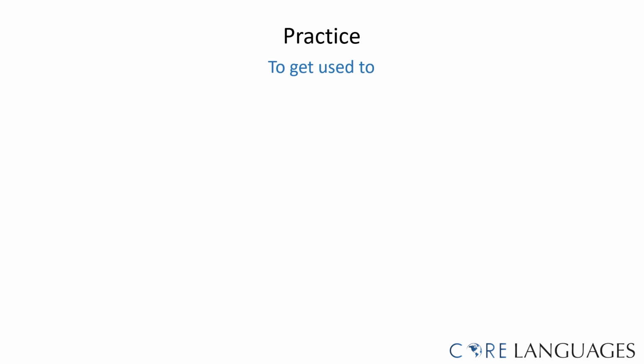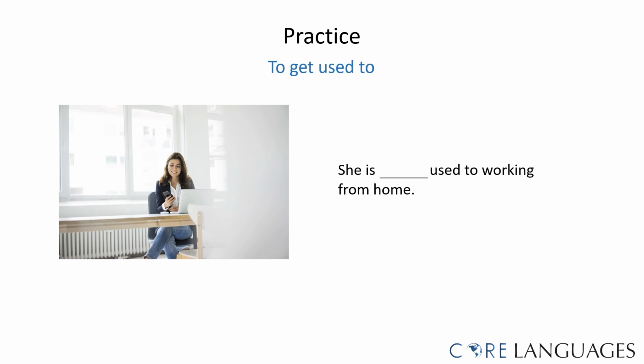Here are examples with the verb construction to get used to. She is used to working from home. This sentence, unchanged, would express that she is accustomed to working from home. I could also say, she is getting used to working from home. This sentence would express that she is becoming accustomed to working from home.